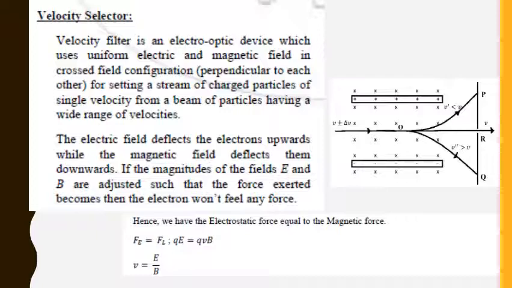We know the electric force is Fe equals qE, and due to the magnetic field the force is qvB. If we equate the two, this will give you v equal to E by B. And we can select the velocity here.